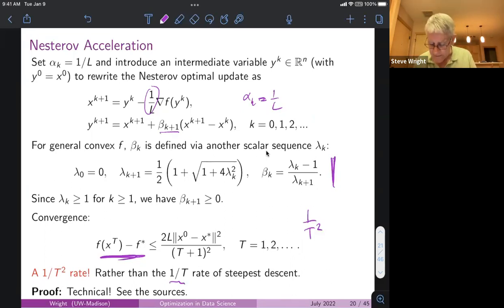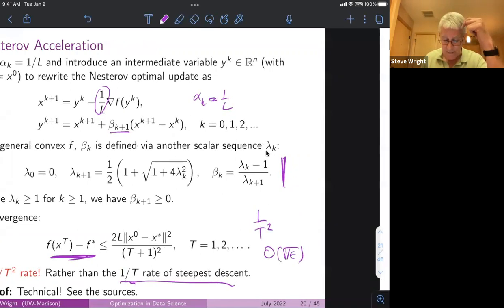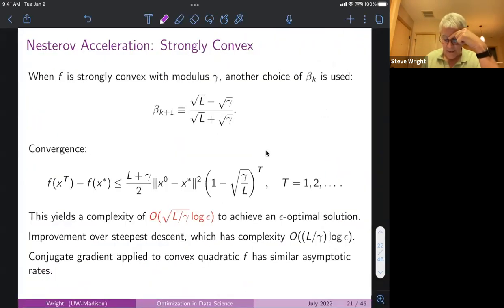Okay, so this means that if I'm trying to converge to a precision of epsilon, I'm going to only need order of square root of 1 over epsilon iterations to do it. So if epsilon is 10 to the minus 6, then I'm going to need order of 10 cubed operations, whereas in steepest descent, I'd need order 10 to the 6 iterations. And notice I'm only evaluating the gradient once at every step, so I'm not really missing out on anything.